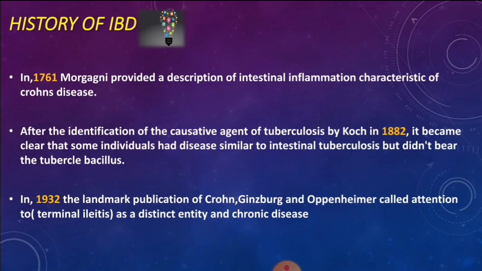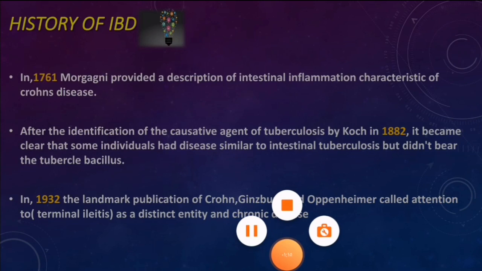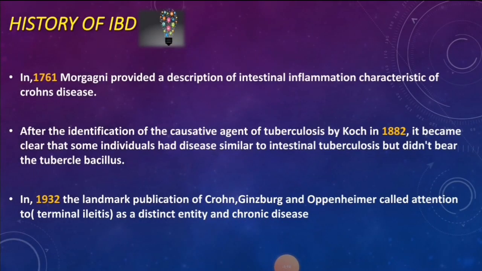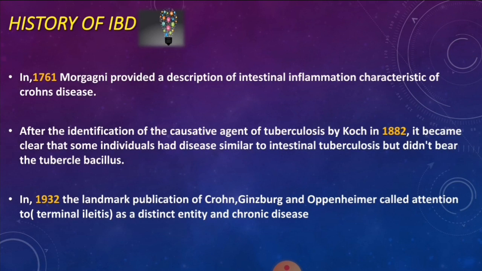Now, history of inflammatory bowel disease. In 1761, Morgagni provided a description of intestinal inflammation characteristic of Crohn's disease. After the identification of the causative agent of tuberculosis by Koch in 1882, it became clear that some individuals had a disease similar to intestinal tuberculosis but didn't bear the tubercle bacillus. In 1932, the landmark publication of Crohn, Ginzburg, and Oppenheimer called attention to terminal ileitis as a distinct entity and chronic disease.